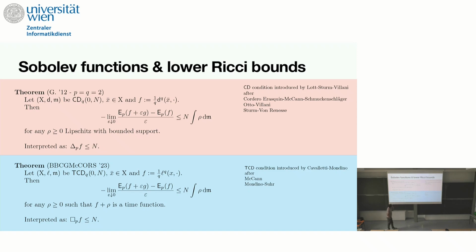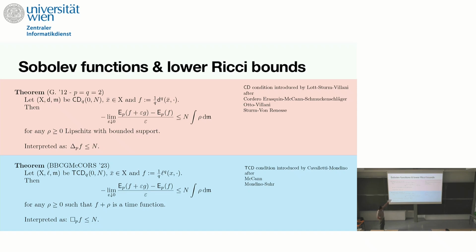Now, a standard theorem in Riemannian geometry, which goes back to Calabi, is that a lower Ricci bound implies an upper bound on the Laplacian of the square distance. This theorem has an analog in the non-smooth category. In this slide, there are a lot of things that I'm not really defining.